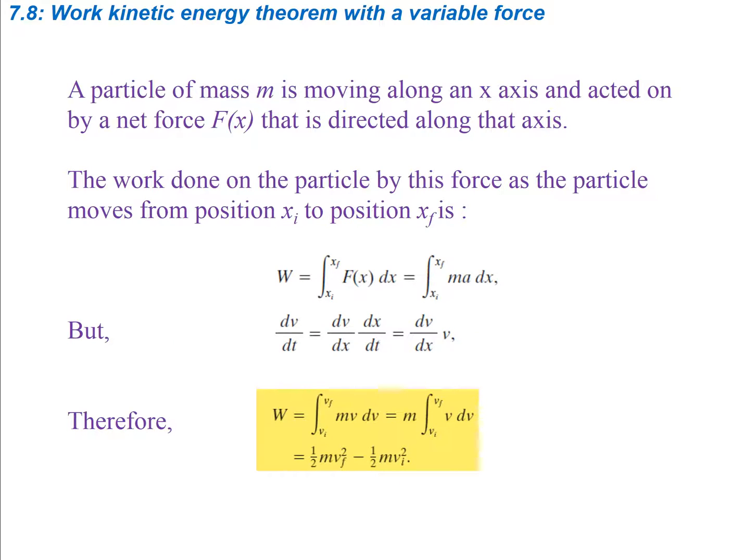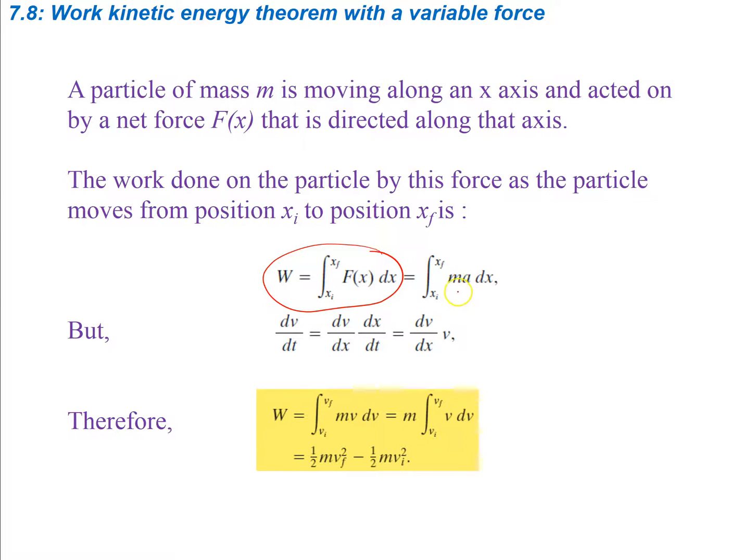Okay, so looking at the work-kinetic energy theorem with this variable force: a particle of mass m is moving along an x-axis and acted upon by a net force Fx that is directed along that axis. Now the work done on the particle by this force as the particle moves from position xi to xf is going to be given as this, and we've seen this before in the last slide.